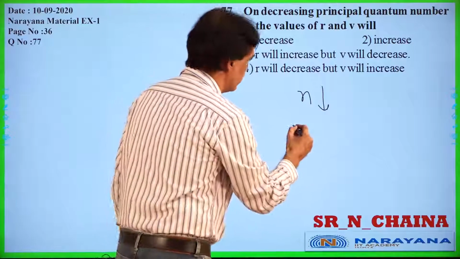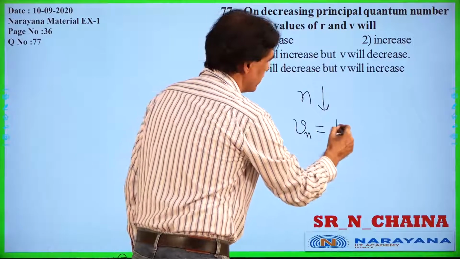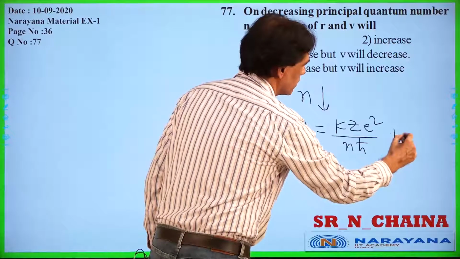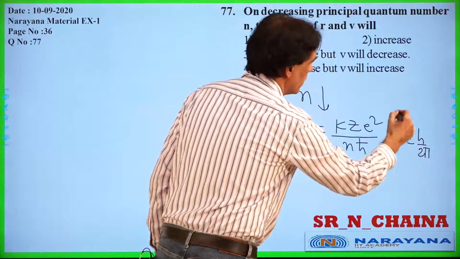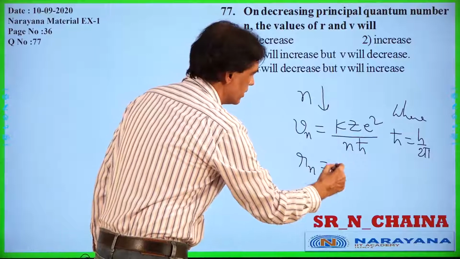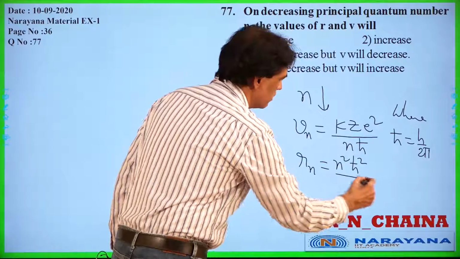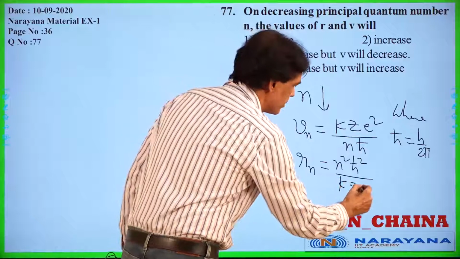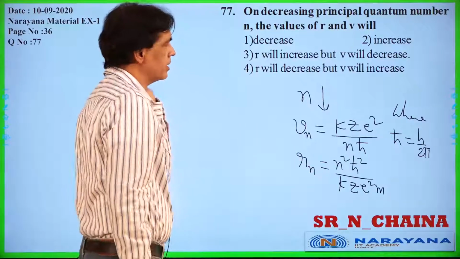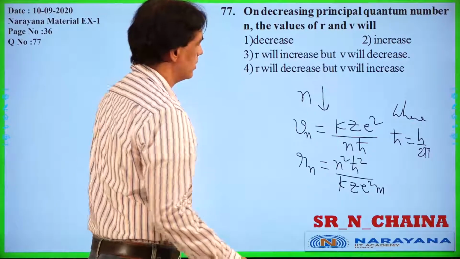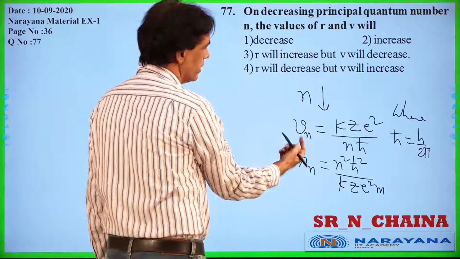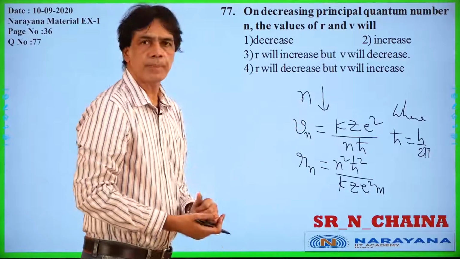So tell me, what is the formula for v? Vn equal to k z e square by n h cross, where h cross is h by 2 pi. This is the Vn value. And what would be the Rn value? It is n square h cross square by k z e square m. So this way you can write these two formulas, and from them we can understand the dependency of Vn and Rn on the quantum number.